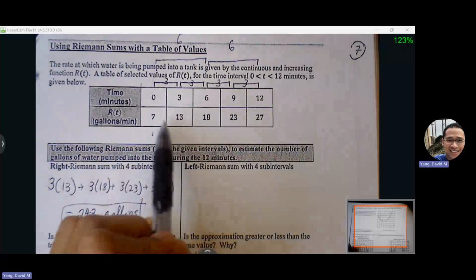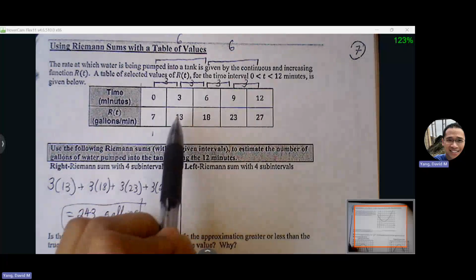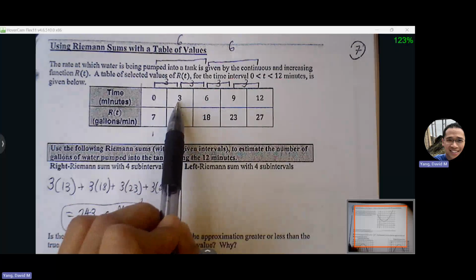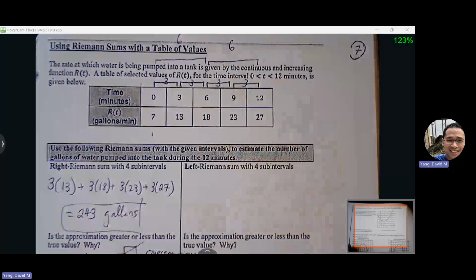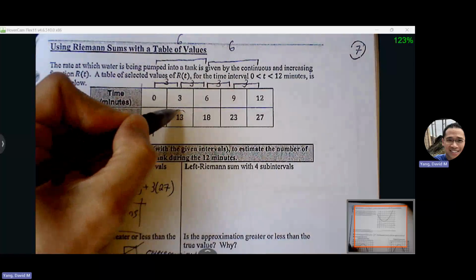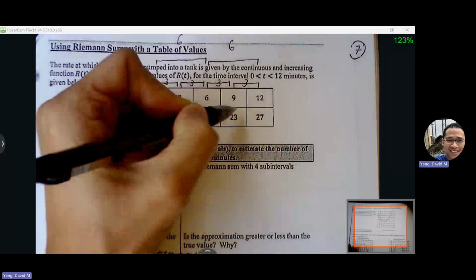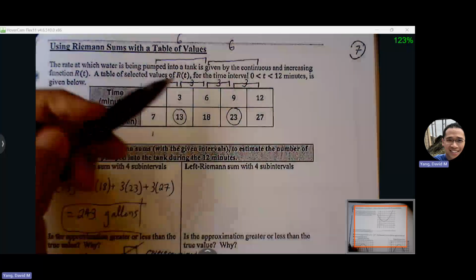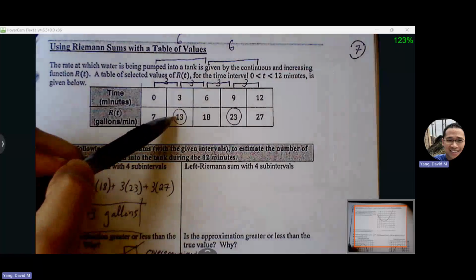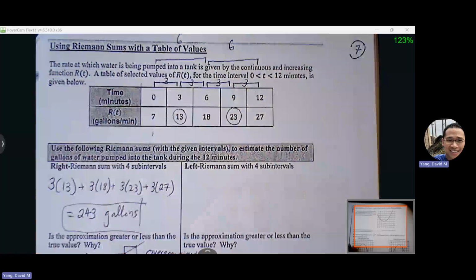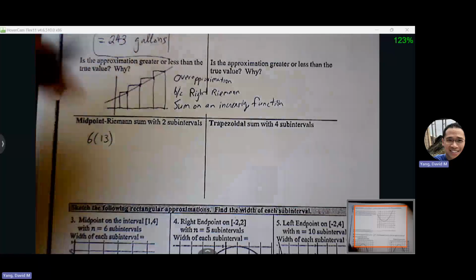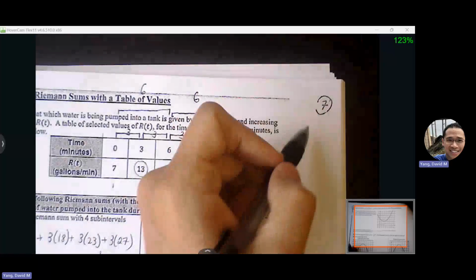You're not going to do the average of these numbers. You're just going to pick out whatever is in the middle. This doesn't have to be 3. It could be 5. It could be 1. The middle doesn't mean exactly middle. Middle just means in between. So the height in between is going to be 13, and the height that's going to be in between is going to be 23. So width of 6, height of 13. Width of 6, height of 23. So midpoint Riemann sum is going to be 6 times 13. Okay, your homework is just to finish up page 7.